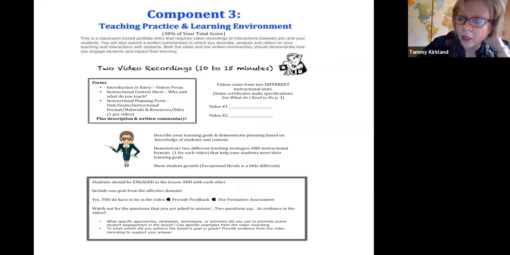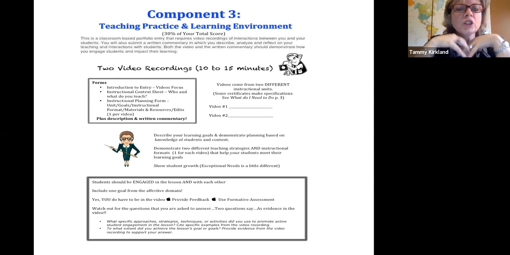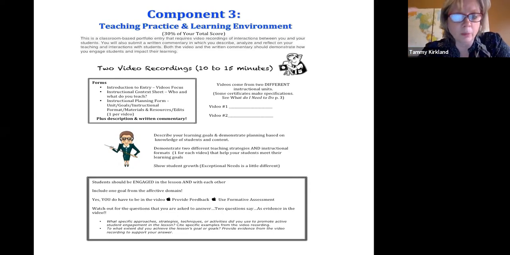This is the component 3. When you get ready to do component 3, there's a few things we want you to look at. Well, actually everyone's component 3 instructions, which is what you should be looking at. You're going to have several forms. You're going to have an introduction to entry, which is a video focus. You're going to have instructional context sheet. Who and what are you teaching? Instructional planning form. Everybody has to tell what their goals are. And again, when we hear the word goal, we want to think synonym as being objective.